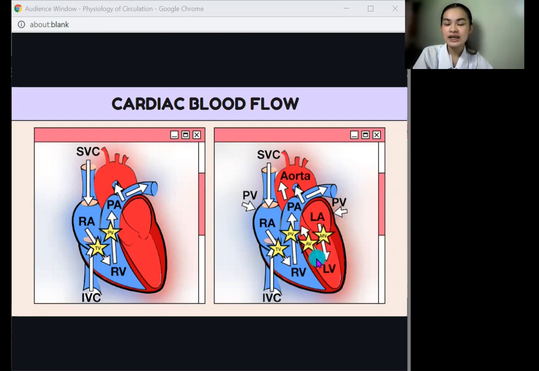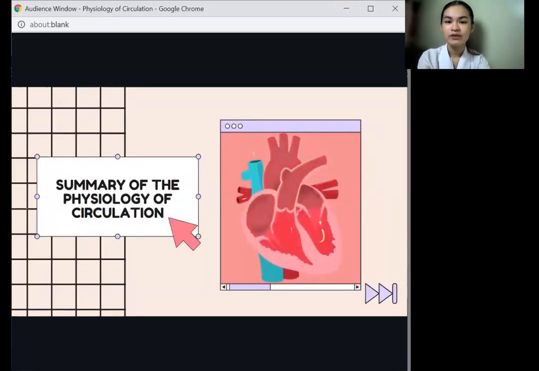So during systole, oxygenated blood from the left ventricle is pushed forward to the aorta. The oxygenated blood passes through the aortic valve, which is placed between the aorta and the left ventricle. Now, the aorta's purpose is to transport the oxygenated blood from the left side of the heart to the remainder of the body.